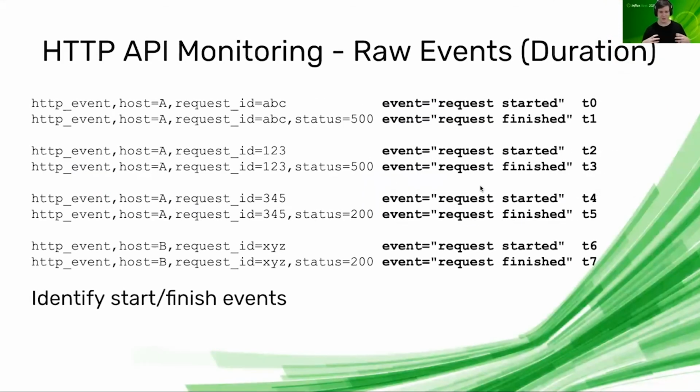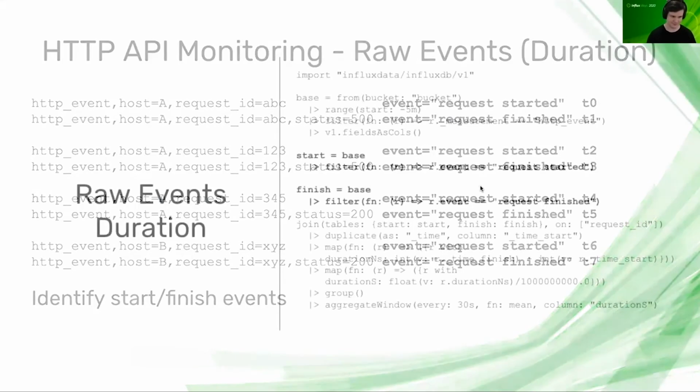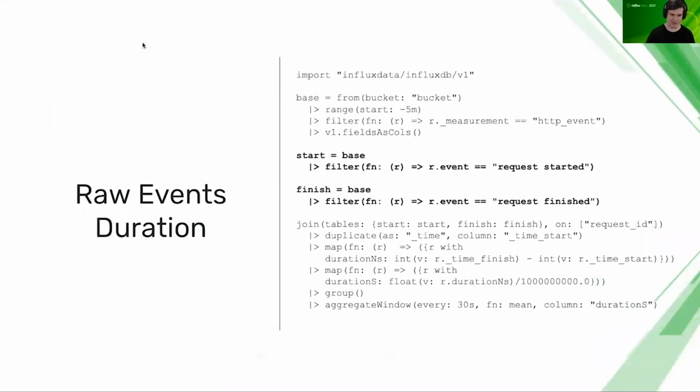Cool. So the part where this gets a little bit more sophisticated is when we want to extract the duration between the request start and request finished from a raw event. We're going to walk through a sequence of steps of how you do this. The first thing you want to do is identify finish and start events. To do that, we have our same base query, we store that in a variable in Flux, and then we grab two pieces. We grab the start by looking for request started, and the finish by looking for request finished, which is perfect. So we got our two events.